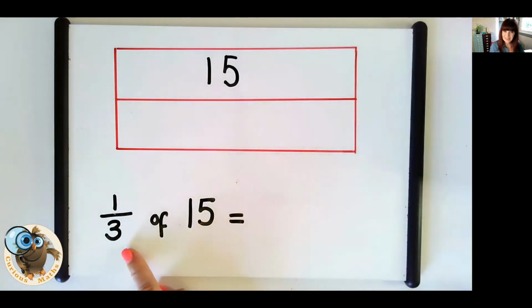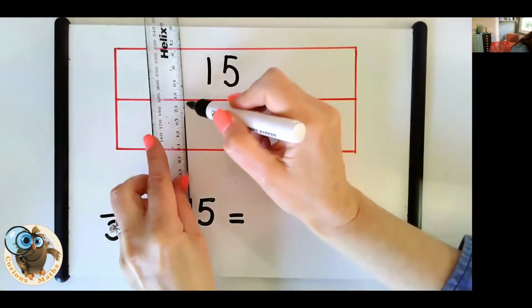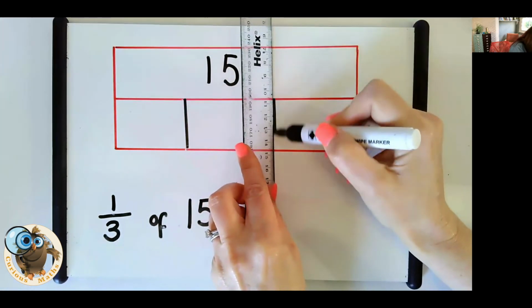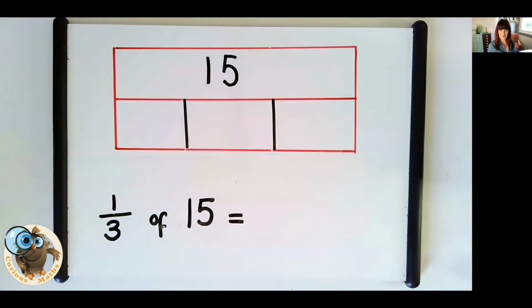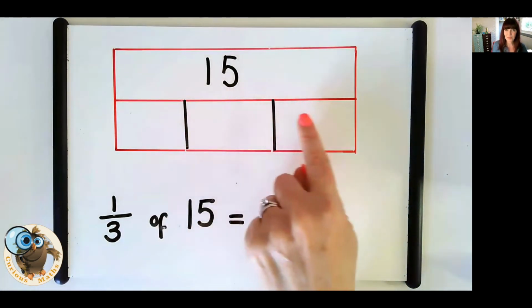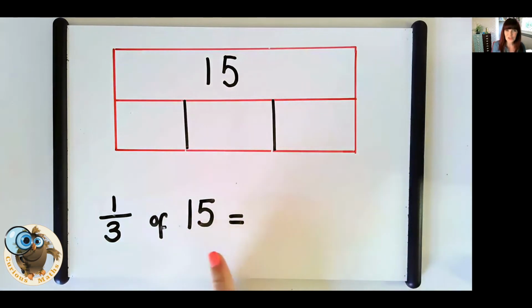And now we need to divide our second bar up. When I'm finding thirds, I divide by 3. So I'm going to divide my bottom bar into 3 parts, and I'm going to try and make them as equal as possible because that does matter. There we go, not bad. So these are my thirds. This is 1/3, 1/3, and 1/3. It doesn't matter which third I use to answer my question.